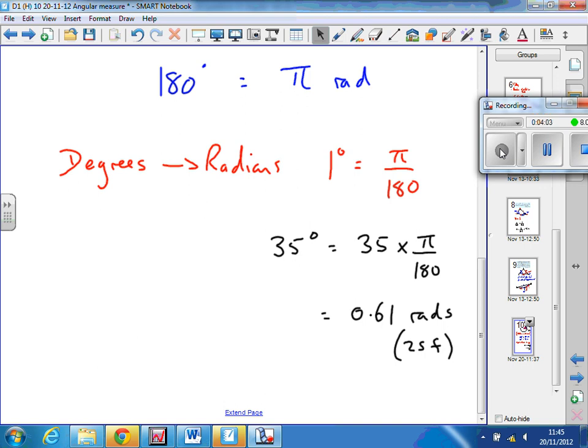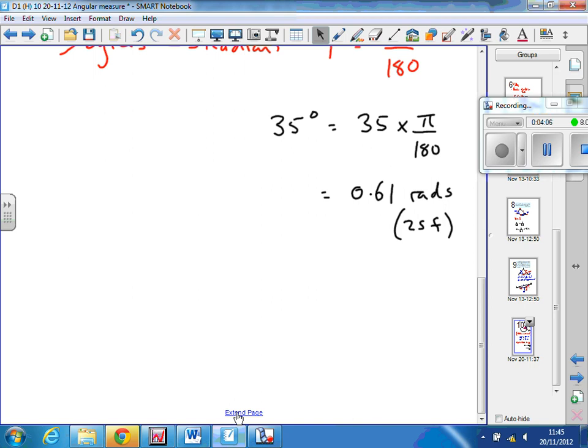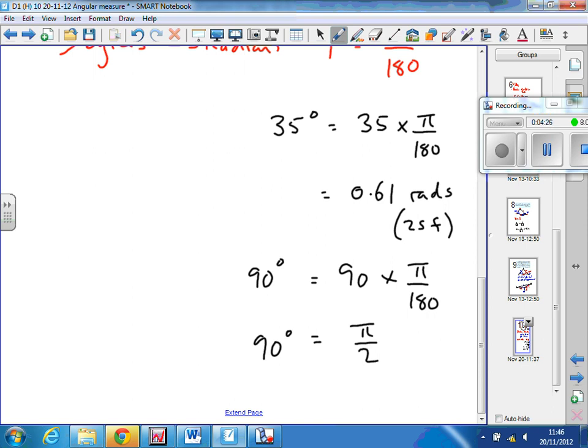For example, if I want to know what 90 degrees is, that's 90 times pi over 180. But 90 over 180, 90 goes into 180 twice, it's just pi over 2. So 90 degrees is pi over 2. And we often leave it like that. We don't bother to work out what pi divided by 2 is, because then we're introducing a decimal that we're having to round. So we leave it in terms of pi.